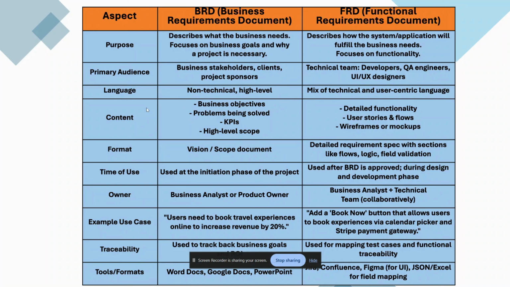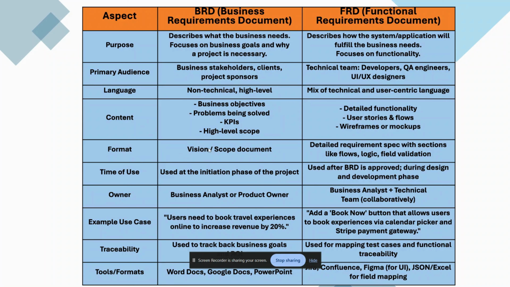The content used in BRD is business objectives, problems being solved, how the problems are getting solved in real-world scenarios, high-level scope, KPIs. And in FRD, it's detailed functionality, how the functionality will work in my product, user stories and flows. That the user will log into this platform, will go to this page, will go to this page. Wireframes or mockups. Wireframes and mockups we will understand in our later videos.